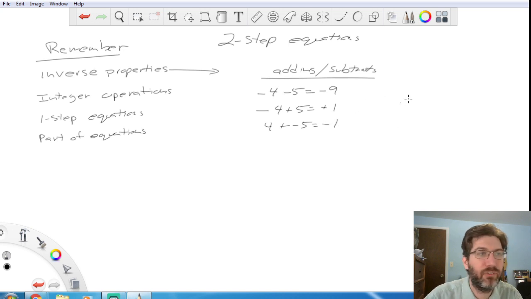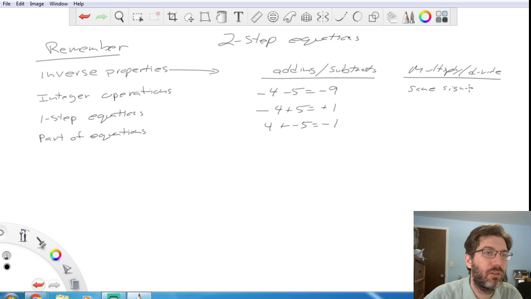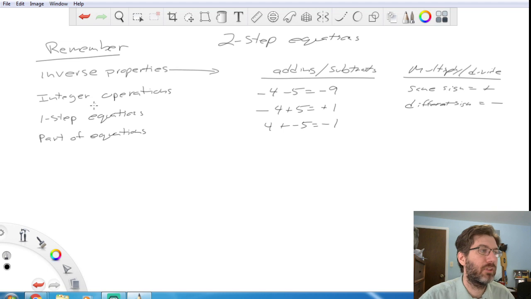So remember those things. Then when it comes to multiplying and dividing, note that same signs equals positive and different signs equals negative. So that's integer operations.